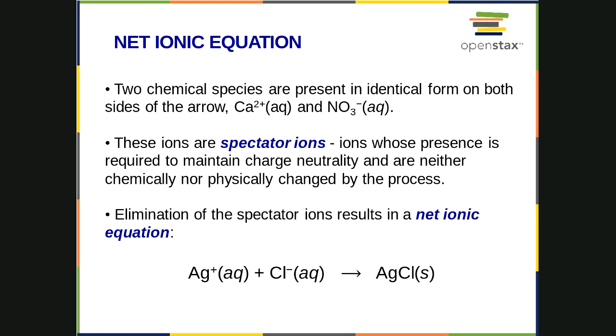So those two spectator ions are needed because you have to maintain charge neutrality, you have to have a neutral solution, but in the reaction, neither of them are physically or chemically changed. So if I want to simplify the equation and just get rid of the spectator ions, I'll focus on only the ions that are changing in this reaction. And that results in the ionic equation. Okay, so I simplified this reaction. I'm just focusing on the components that have changed.